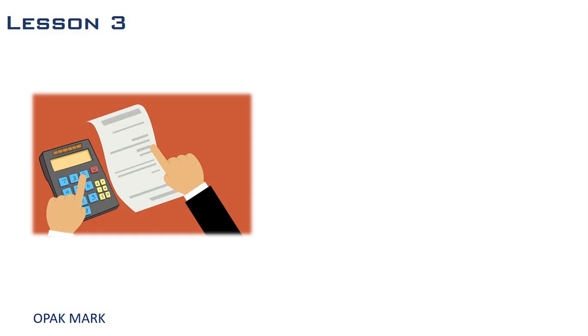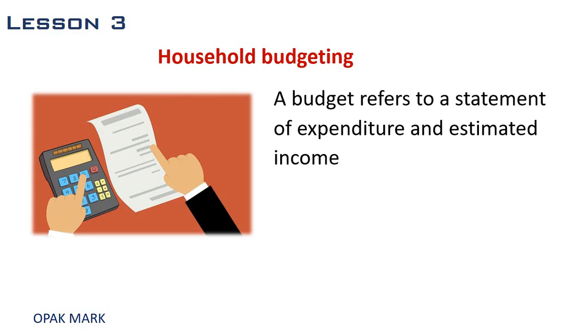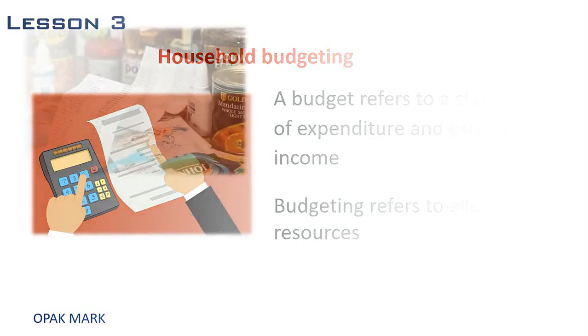Today we are going to look at household budgeting. What is a budget? A budget refers to a statement of expenditure and estimated income. Then what is budgeting? Budgeting refers to allocating resources. For example, you say, I have this amount of money, I'm going to put such and such an amount in the land, such an amount in the rent, such an amount I'm going to save, I'm going to pay for electricity, and so on.